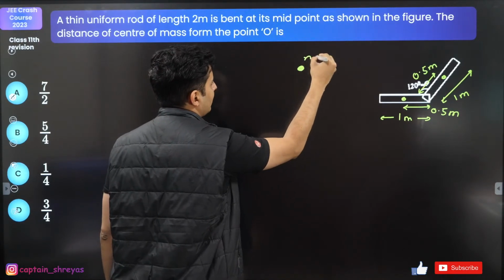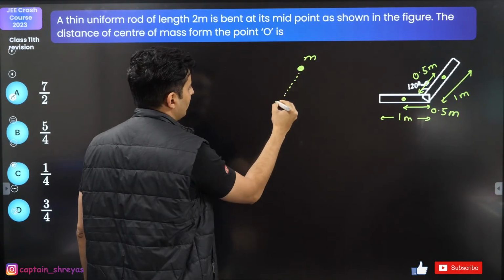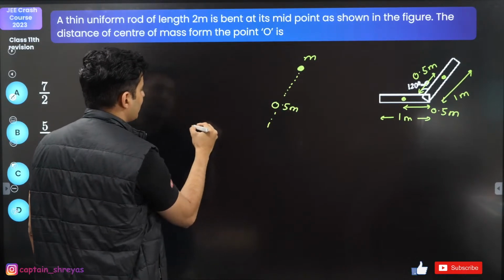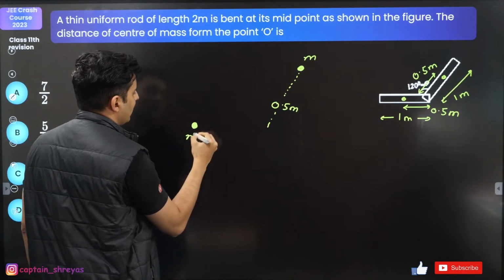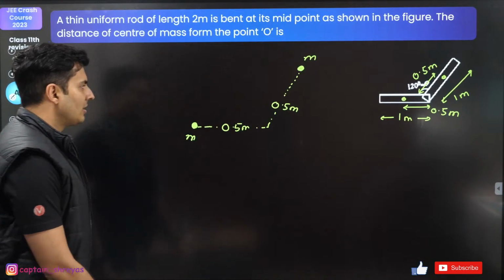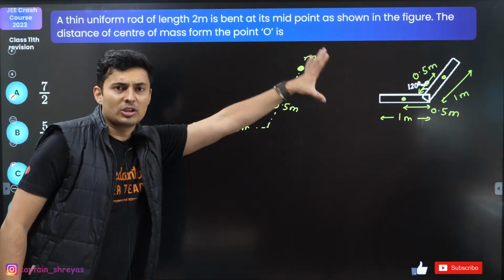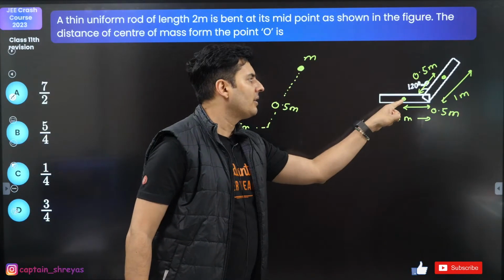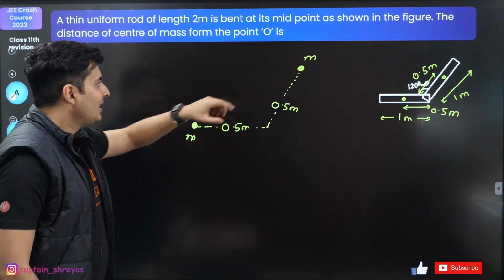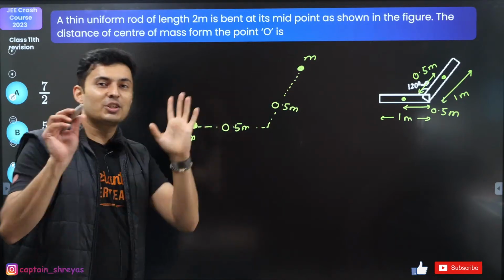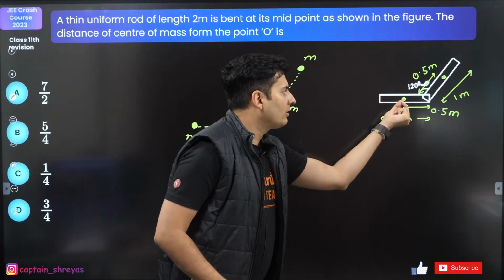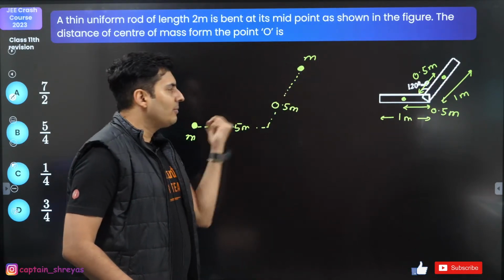One point mass here at a distance of 0.5 meter and another point mass over here, same mass, at a distance of 0.5 meter. Just imagine this. Just two masses. Forget the rod because the rod can be assumed like a point here, point here. Now you need to find the total center of mass. That means you need to find the center of mass of these 2 point masses. Understood the logic? So first get rid of the rod here and here, treat them like points.